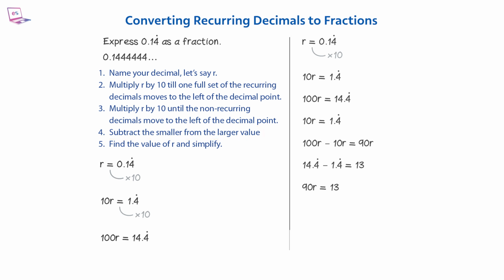Now, it's time to move to the final step of finding the value of r and simplifying. r equals 13 over 90. Can you simplify the fraction further? No, we cannot. 0.14 recurring equals the fraction 13 over 90.